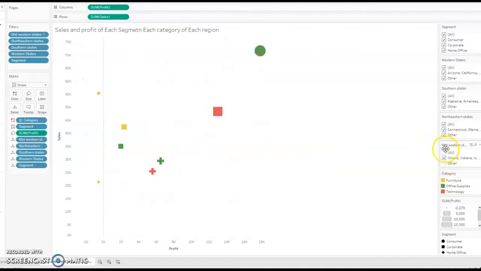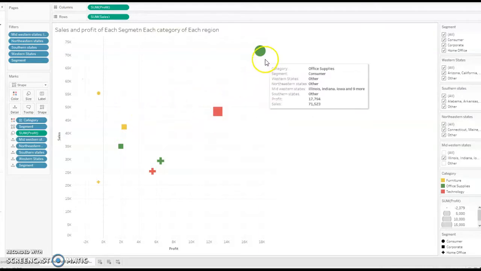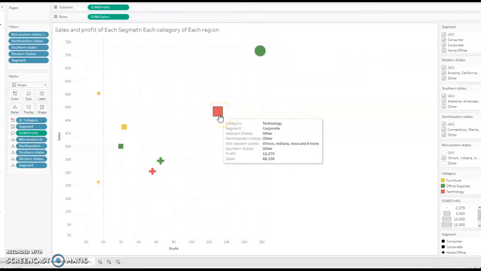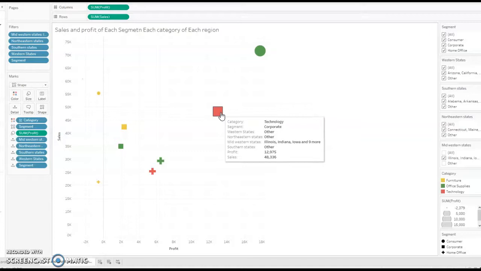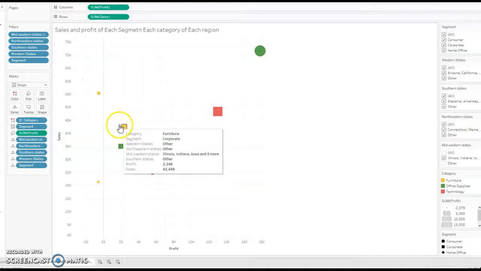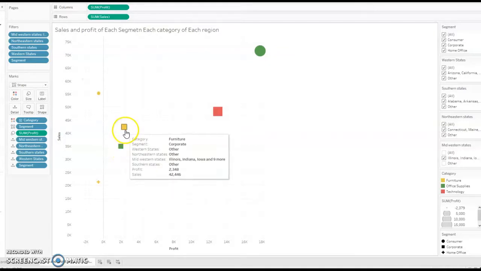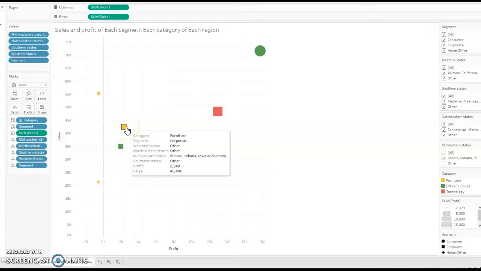And finally, for the Midwestern states, we can see that the consumer level office supply sales and profit is really good, and the corporate level technology sales and profit ratio is also good. But in the corporate level, office supplies and the furniture's profit is not that good as sales.